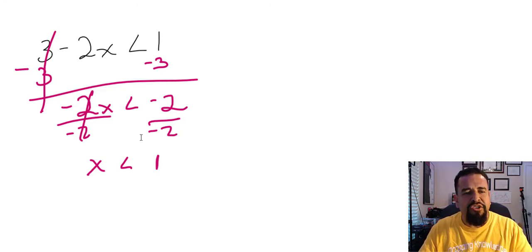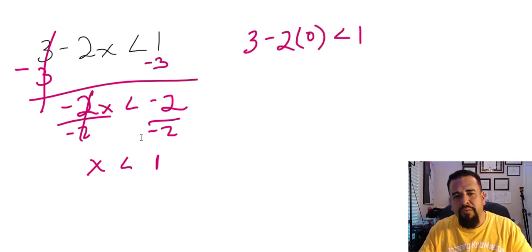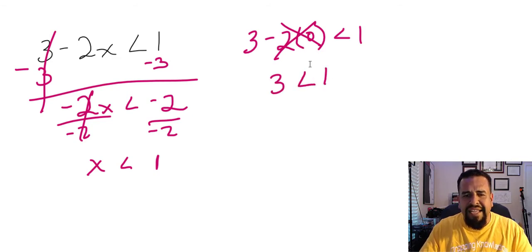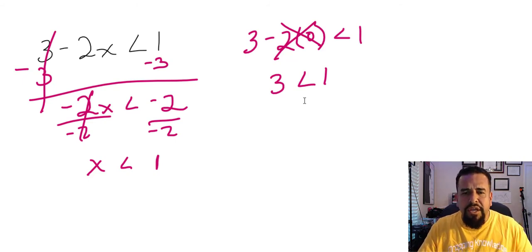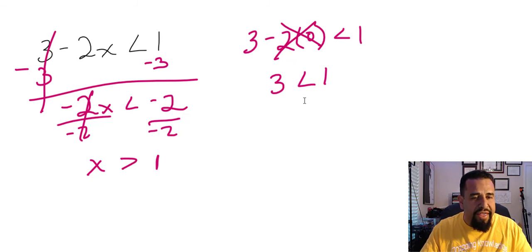We're going to plug it into our inequality. We get 3 minus 2 times 0 is less than 1. Let's see if this is true. Negative 2 times 0 is just 0, so this goes away, and I have a 3 left. It's less than 1. Is that statement true? 3 is less than 1? It is not true. So how can I make this true? Well, I'm going to have to take this symbol and flip it over the other way. x is greater than 1.